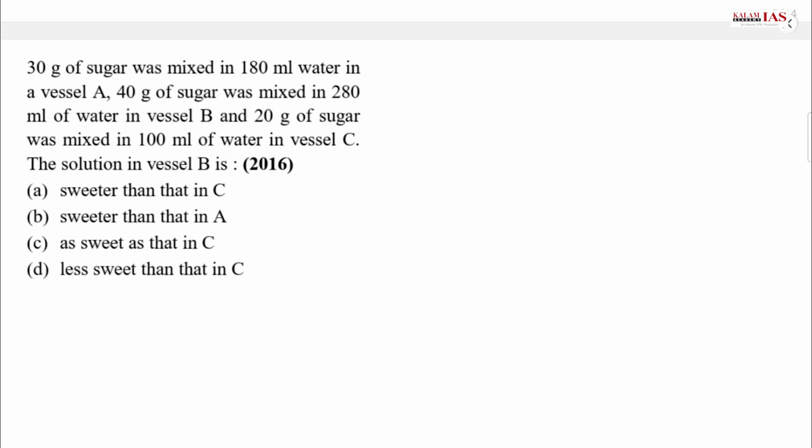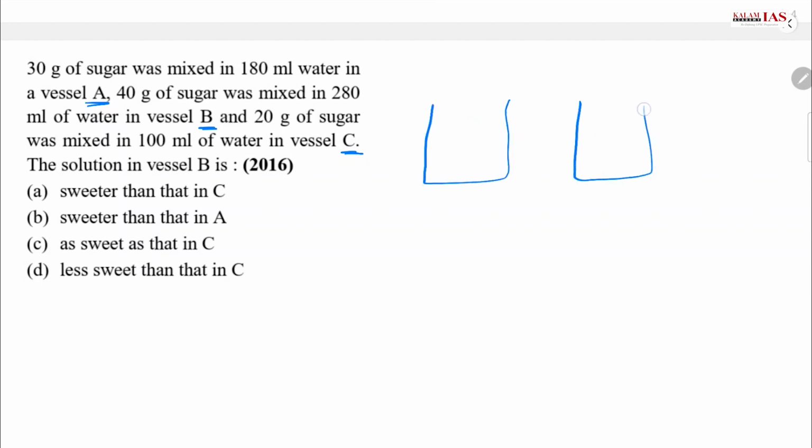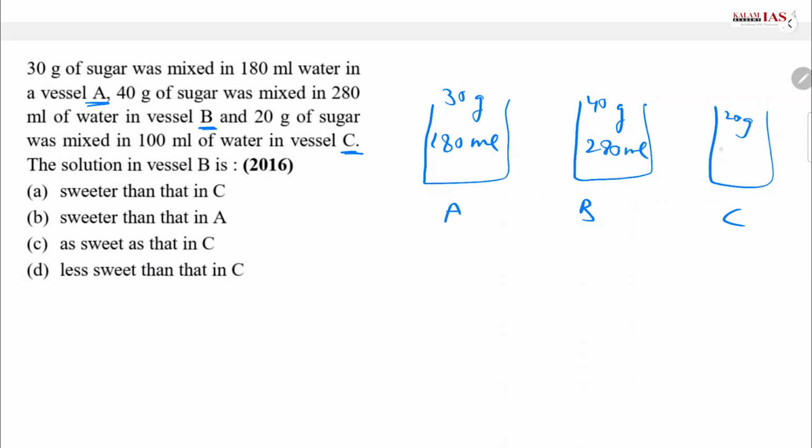Now let's see this. There are three vessels: vessel A, vessel B, and vessel C. And different proportions are added in these three vessels. In vessel A, 30 gram of sugar in 180 ml of water. In vessel B, 40 gram of sugar in 280 ml of water, and in vessel C, 20 gram of sugar in 100 ml of water.